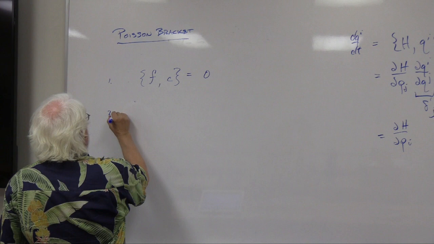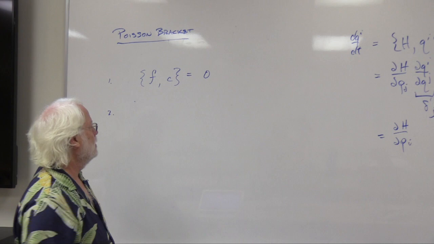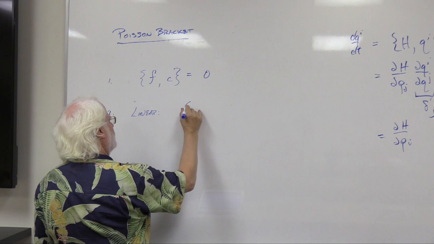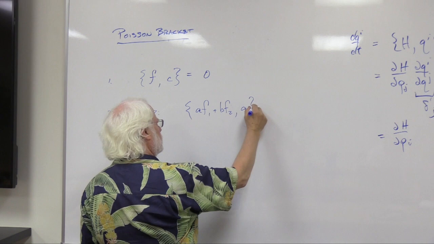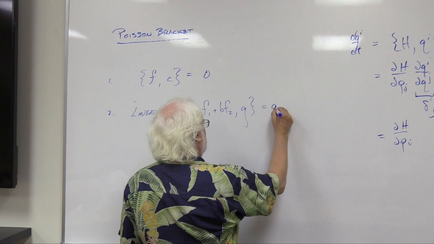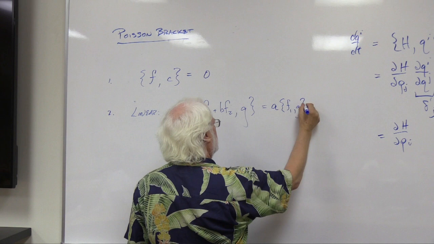Another property, the linearity. If I have the Poisson bracket of a linear combination of two functions with some dynamical variable g, it's linear in both arguments. The constant just comes out, and we get the bracket of f1 with g plus the other constant times the bracket of f2 with g.